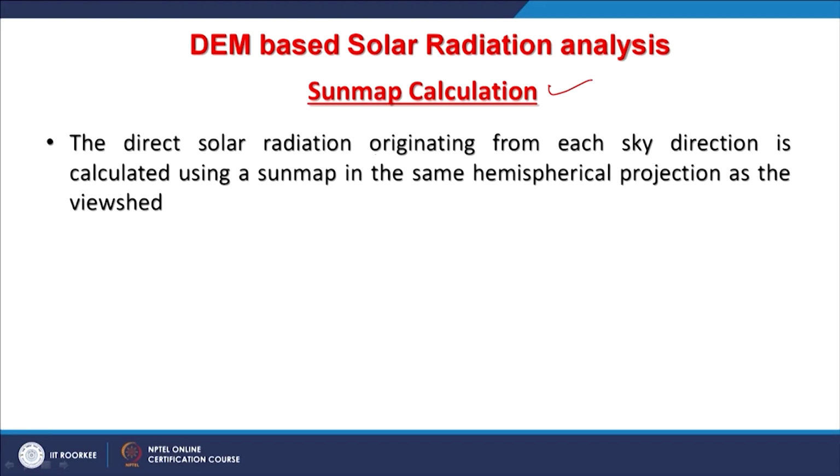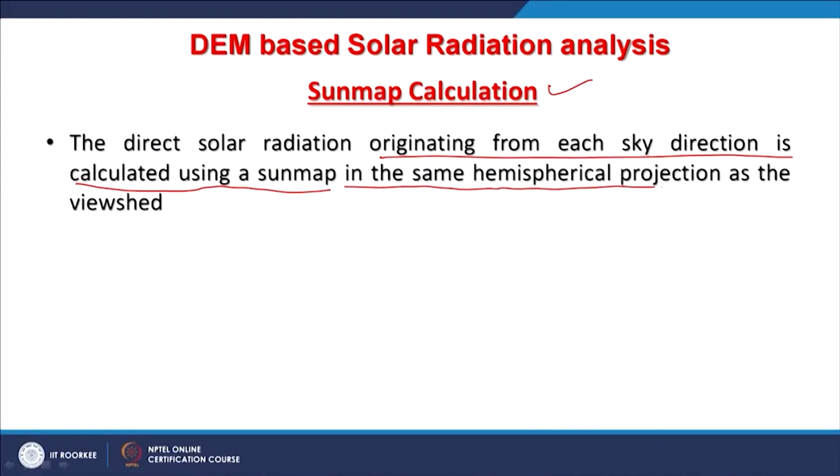So, the direct solar radiation originating from each sky direction is calculated using a sun map. Now, remember that relative to the sun, the position of the sun is changing. So, these are all dynamic things. So, if we want more accurate estimations for a particular location or an area, then all those things have to be kept in mind while doing the calculation. So, in the same hemispherical projection as the view set.